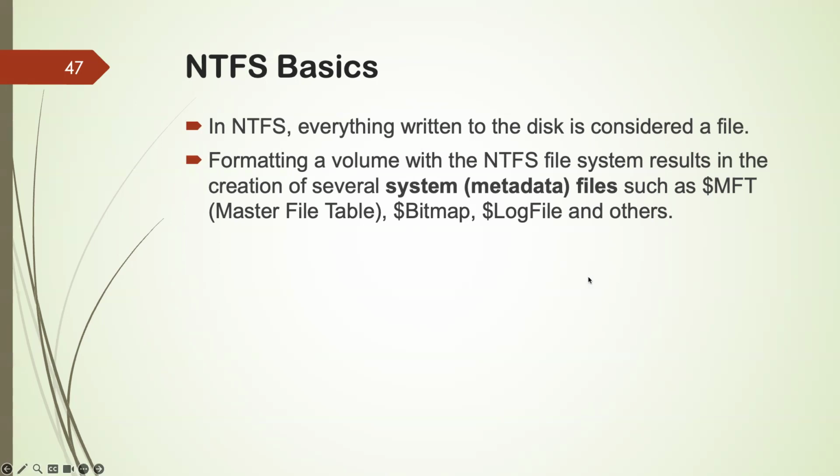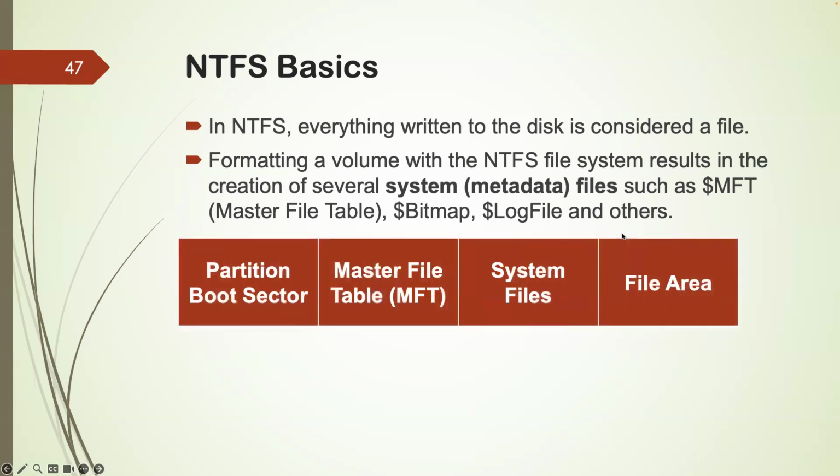So when you format the NTFS file system on your hard drive, it will create several system files or metadata files, such as the MFT table, which is the master file table, and this is the equivalent of the file allocation table in NTFS. It will have a bitmap, it will have log files and other system files or metadata files. So we'll look into these files as well one by one. So just hang on. This is how the layout of your hard drive will look.